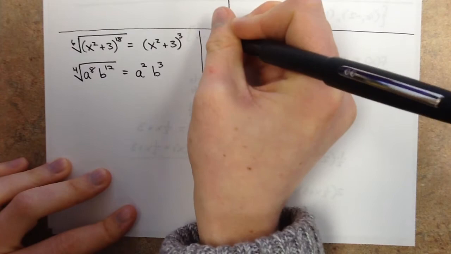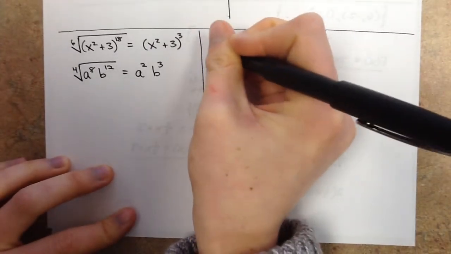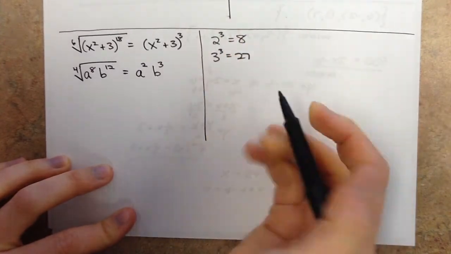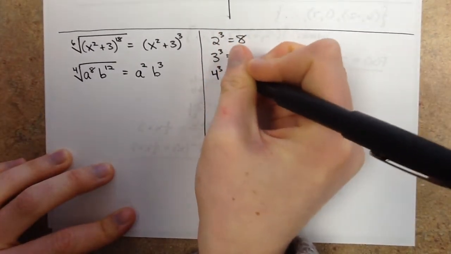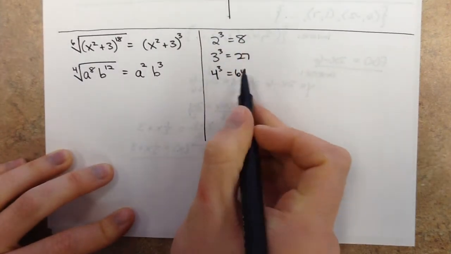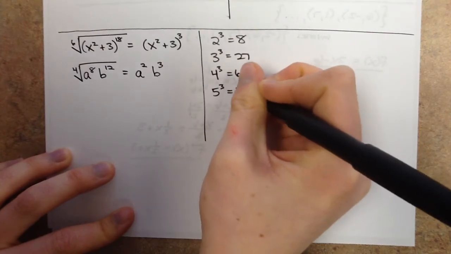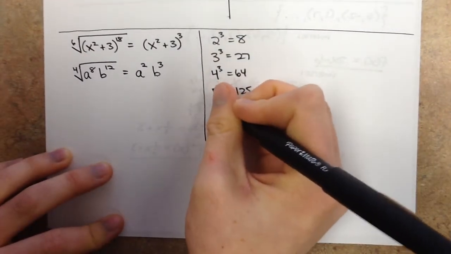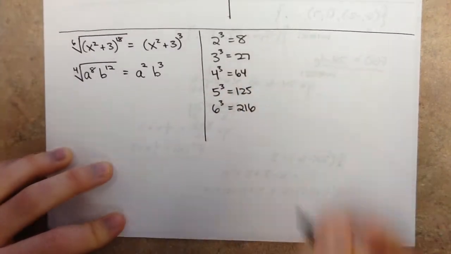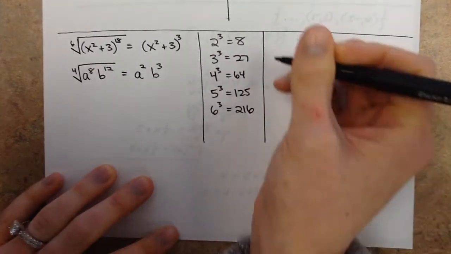So 2 to the 3rd is 8, which means the cube root of 8 is 2. 3 to the 3rd is 27, which means the cube root of 27 is 3. 4 to the 3rd is 64, so the cube root of 64 is 4. 5 to the 3rd is 125, so same thing, cube root of 125 is 5. And we'll stop here with the 6. 6 to the 3rd is 216. Those are the third powers that you should definitely know.